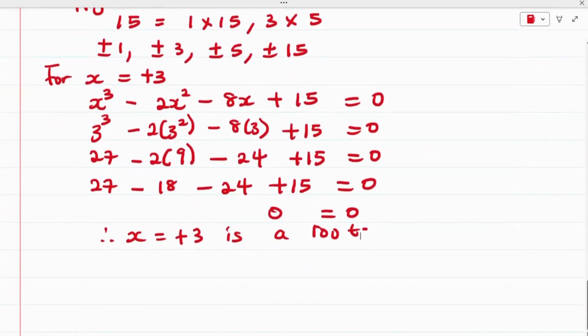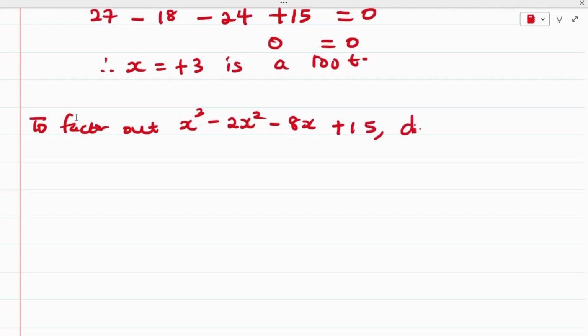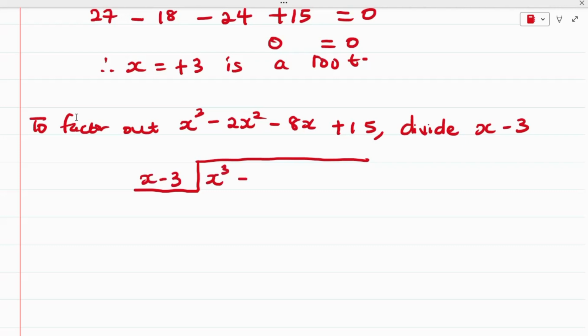In order for us to be able to factor out the quotient, which is x cubed minus 2x squared minus 8x plus 15, we want to simply divide by the possible root, and we can easily rewrite the possible root to be x minus 3. So dividing this, making use of long division, we have x minus 3 into x raised to the power of 3 minus 2x squared minus 8x plus 15.